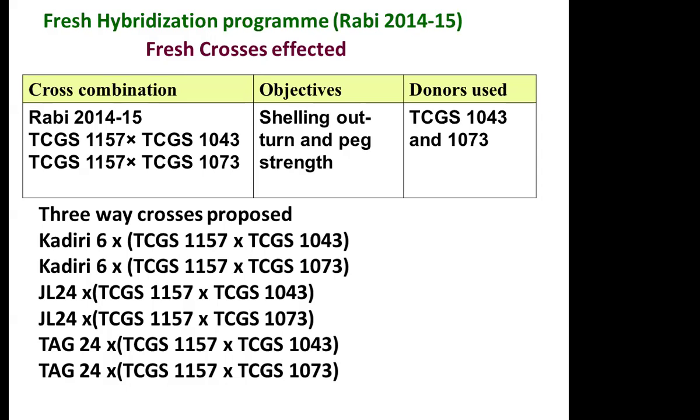We have to look into those traits, how we have to rectify the recently released ones or advanced breeding lines, and we have to make crosses. This will be a continuous process, three-way crosses to bring in the rose testa and the desirable attributes of these three varieties, Kadiri 6, JL 24 and TAG 24, into the segregants, bringing them into a single genotype. Next slide, please.